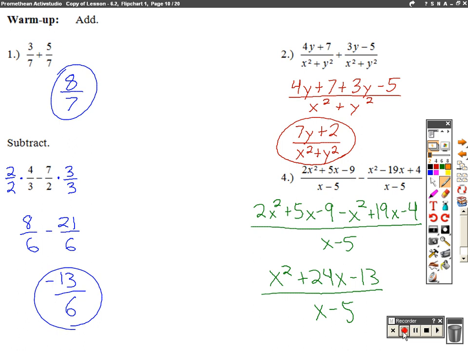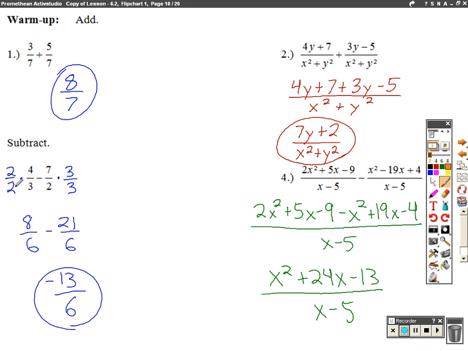Okay, number one, just adding fractions. Since you already have a common denominator, you just add the numerators. 3 plus 5 is 8. Look down at number 3 here. Our denominators were 3 and 2. We needed to get a common denominator first, which would be 6, since that's the smallest number that 3 and 2 go into evenly. So I multiply the first fraction by 2 over 2, and the second fraction by 3 over 3. You end up getting 8/6 minus 21/6, and you get negative 13/6 now that you have a common denominator. What we're going to be doing today is adding and subtracting rational expressions.